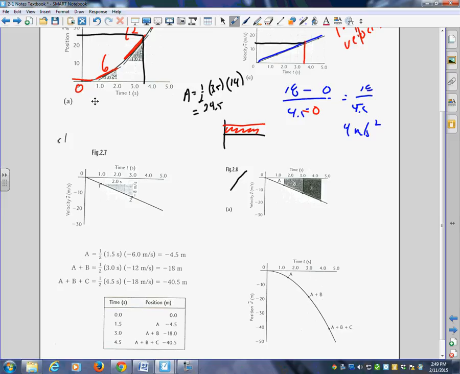So if you've been nodding off, time to wakey wakey. Okay? Calculate the acceleration and reconstruct the DT graph.